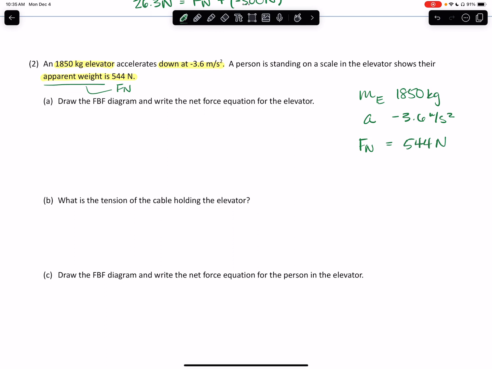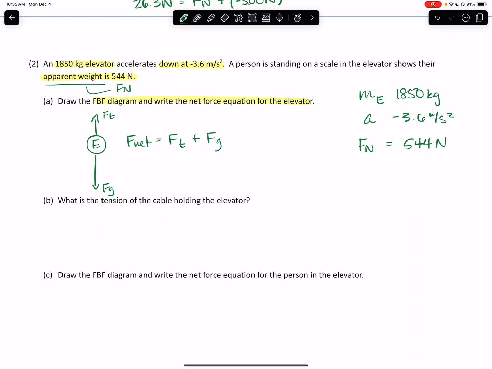So draw the free body diagram and write the net force equation for the elevator. Here's my elevator. It's moving downward. It has a negative acceleration, so that means my tension force is going to be less than my gravitational force. And F net for the elevator will be equal to the sum of those two forces.